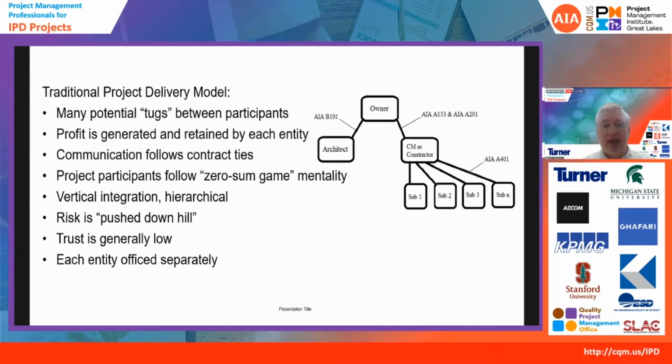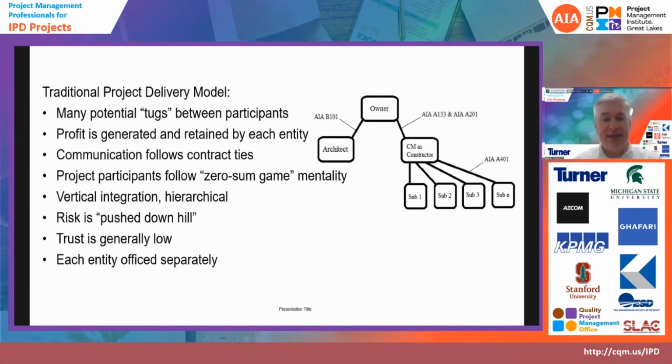But in a traditional model, there are many tugs between the participants. You've got a fairly robust org chart there, and each entity is tied. The key thing here is profit is generated and retained by each entity. So the architect has their own profit, the construction manager or general contractor has their profit, each subcontractor has their own profit, and it's earned as a result of their ability to complete their work at or below the cost that they've estimated for their own little slice of the project. Communication generally follows the contractual ties. So the owner will coordinate with the architect and the contractor will coordinate with the subcontractors. It's not shown here, but there's a lot of communication between the architect and the contractor, but it generally tends to follow the contract ties.